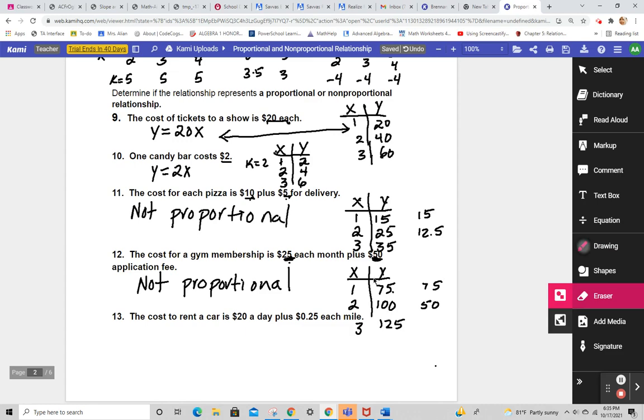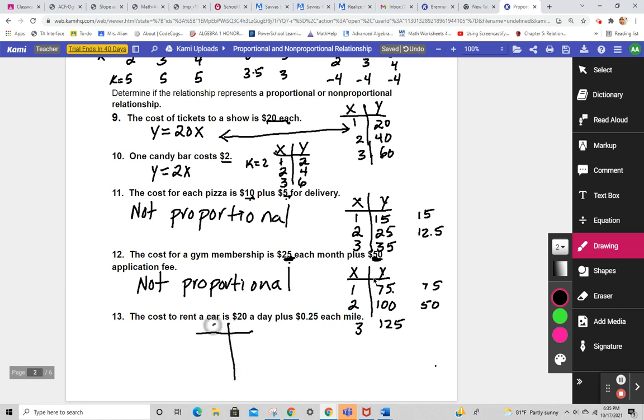Okay, let's use a table to make this a little bit more clear. X is the number of miles and Y is the cost. So if you go 1 mile, it's going to cost you $20 plus 25 cents for that 1 mile, so $20.25. If you go 2 miles, it's going to cost you $20 plus 25 cents and 25 cents. That's going to be $20.50.